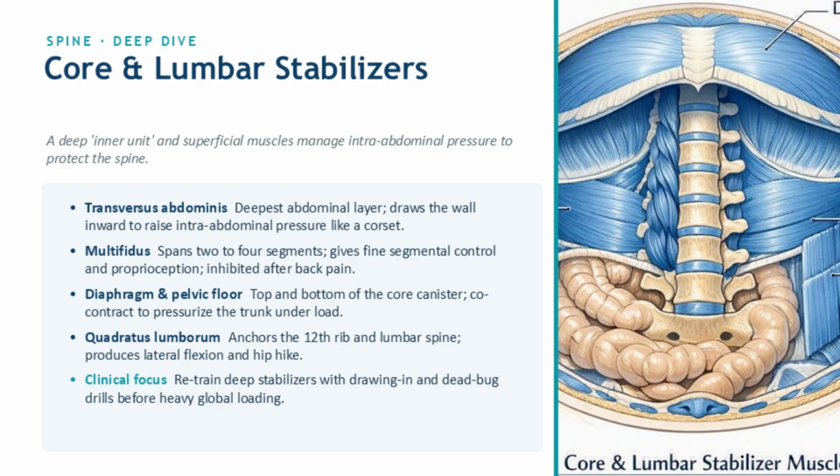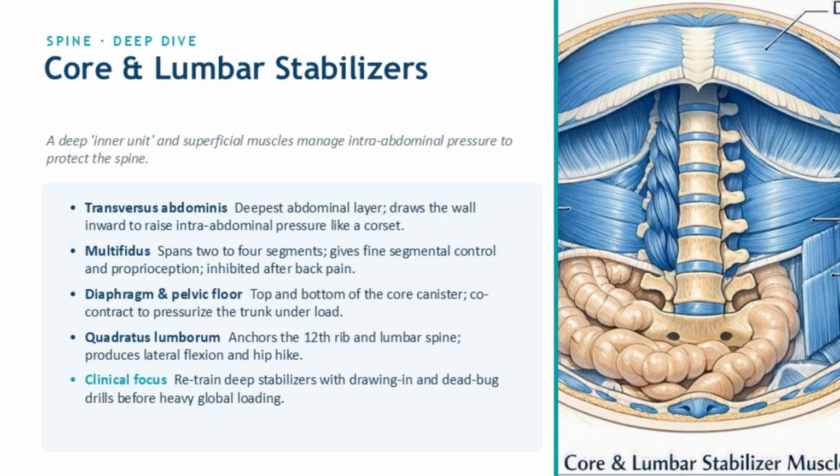Core and lumbar stabilizers. The core is much more than the visible abdominal muscles. It consists of a coordinated system of deep and superficial muscles that work together to stabilize the spine and pelvis during movement. These muscles create internal pressure that helps support the trunk while reducing stress on the vertebral column. When functioning properly, the core acts like a natural support system that protects the spine during lifting, bending, and other daily activities.